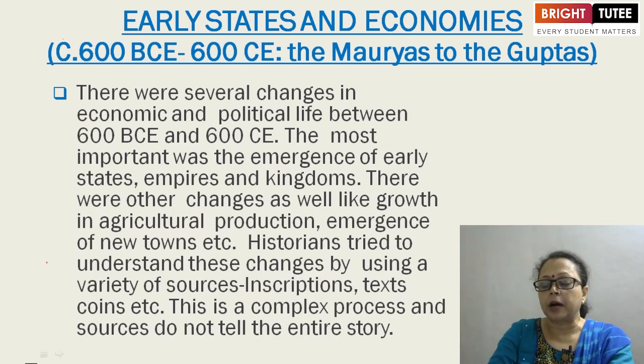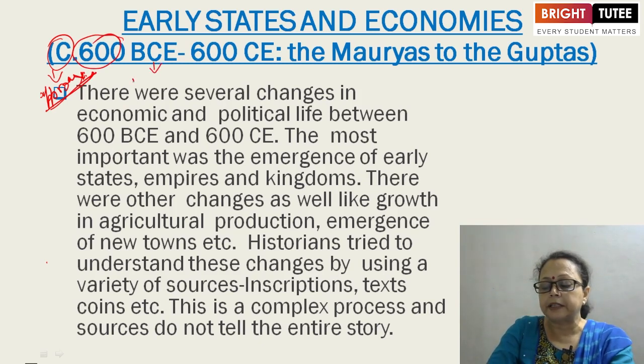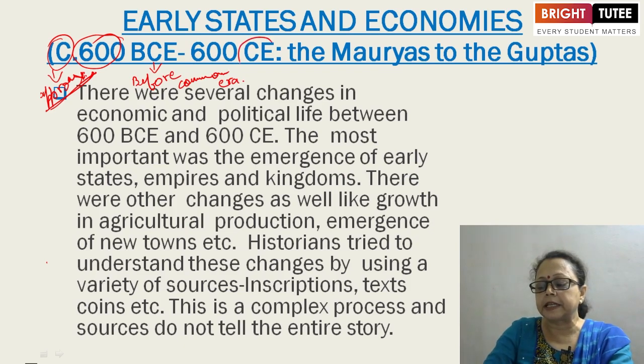This is approximate. C means what? It is approx. This means approx. Not confirmed, but approximately it is said that 600 BC, before Common Era. This is known as before Common Era. This is CE, means Common Era.